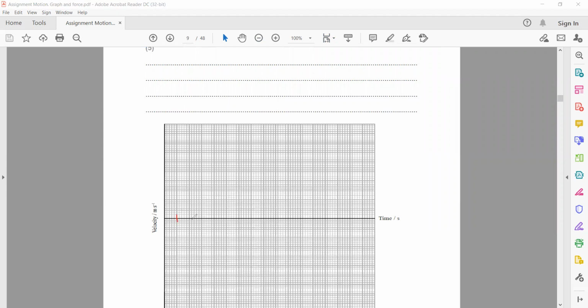So 0, 0.1, 2, 3, 4, 5, 6, 7, 8, or I can increase this 0, 0.1, 0.2, 0.3, 0.4, 0.5, 0.6, 0.7, 0.8. So 0.4, this is 0.4.